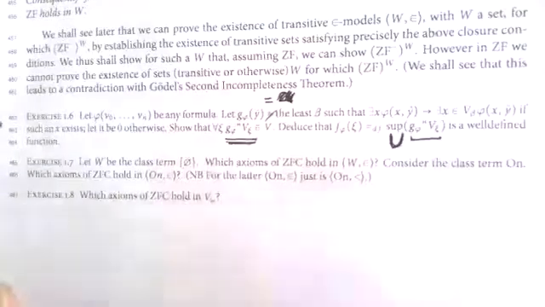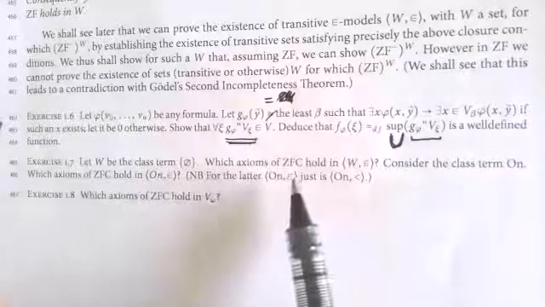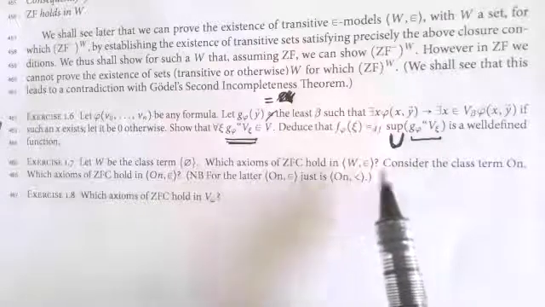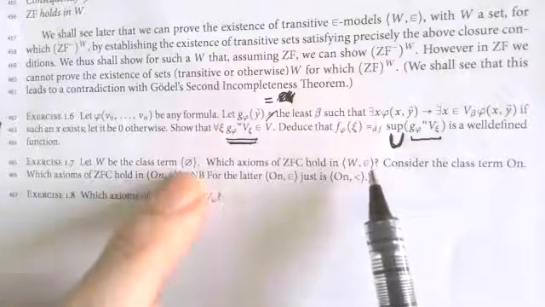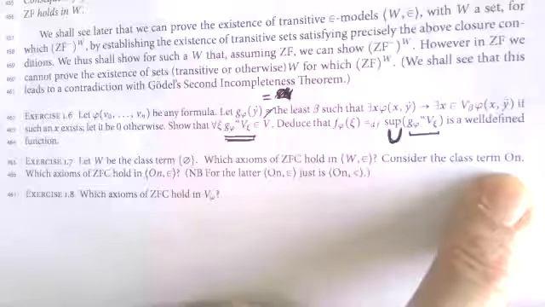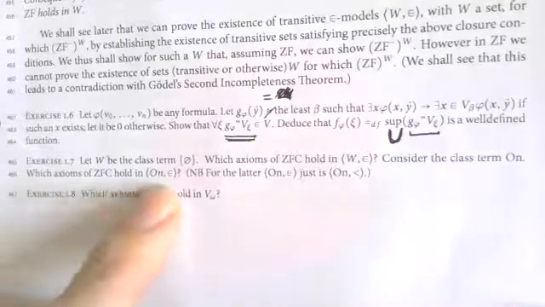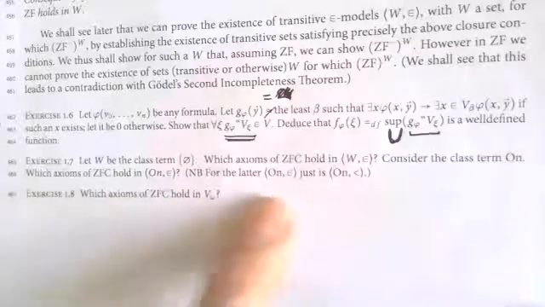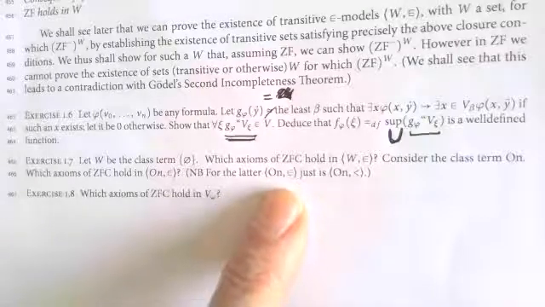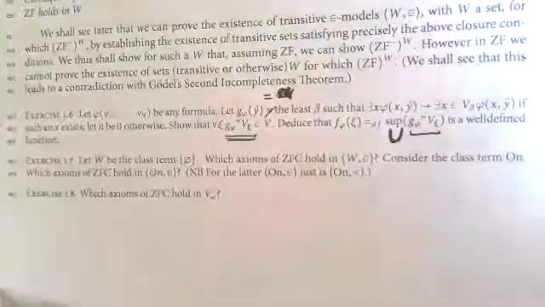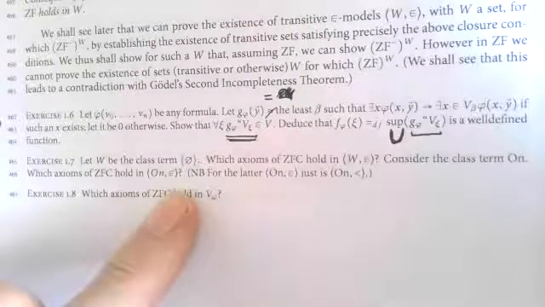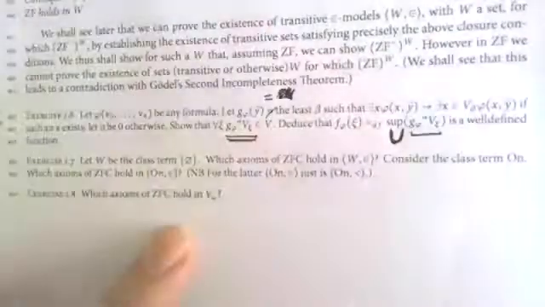Now this I said was the slightly silly exercise. But again, it gets us used to what the axioms are. So which axioms of ZFC hold in W epsilon? Where firstly, W only has got one element, the empty set. And secondly, when W is ON, which axioms of ZFC hold in ON? And I'm just reminding you here that we define less than on the ordinals as the same as set epsilon. Let's do ON first. It's slightly less silly than this empty set one.